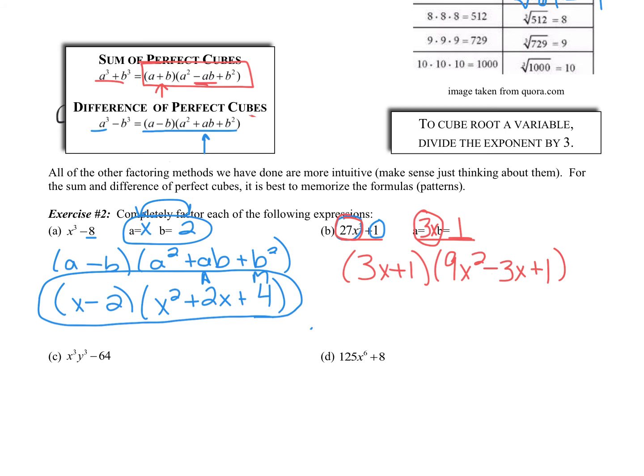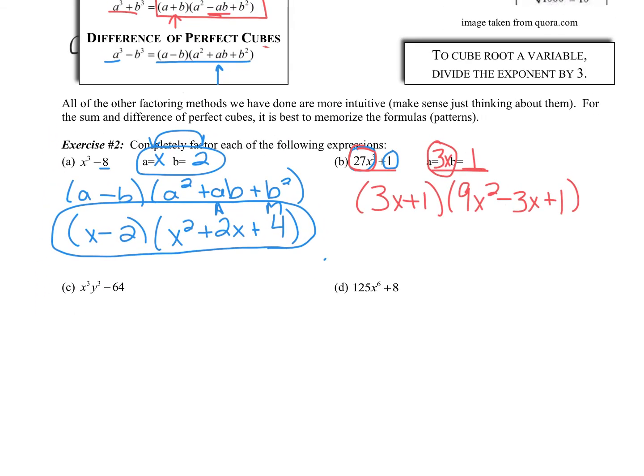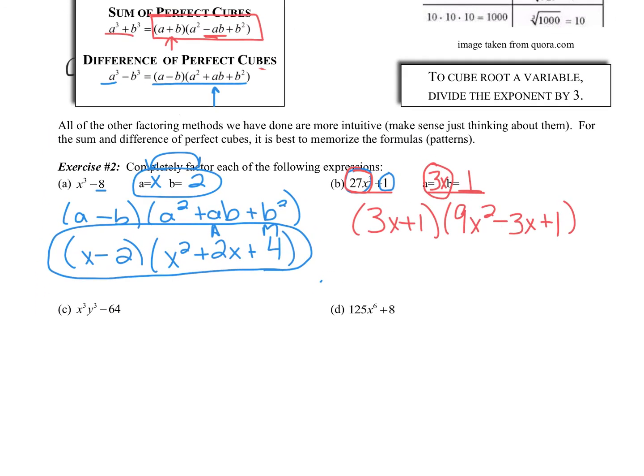So let's look at the bottom two. Actually, I don't want to move it up too much because I still want to see my formulas. So we're going to do this next one. Here, my first term has an x and a y, but since they're both perfect cubes, what's cubed is just xy, right? If I divide those exponents by 3, I get 1, x to the first, y to the first. My b value is 4. 4 cubed is 64.